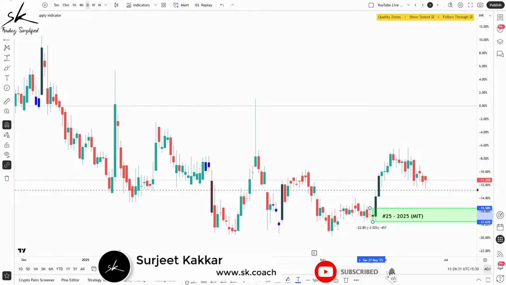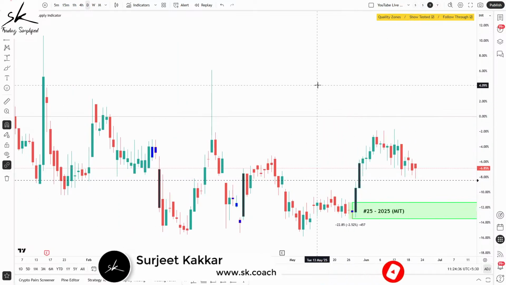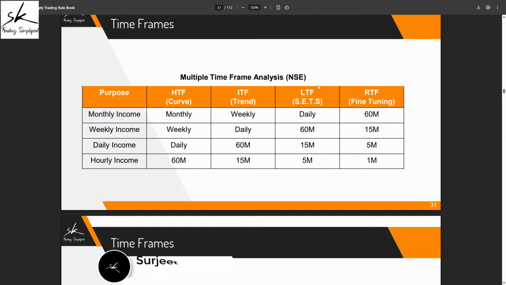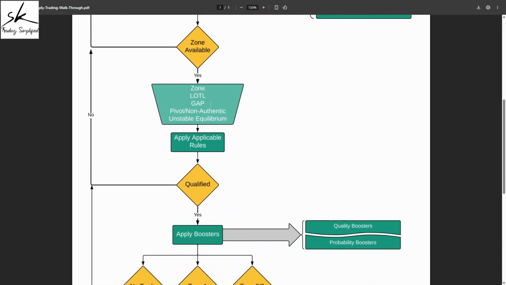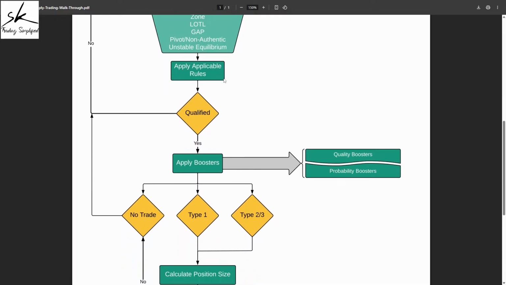So now my step number 3, which was to identify the zone, is done. The indicator automatically identified the demand area for us. So do we have a zone available? The answer is yes, we do have a zone available. Now, once we have identified the zone, does not mean we trade it blindly. The next step is to qualify it.